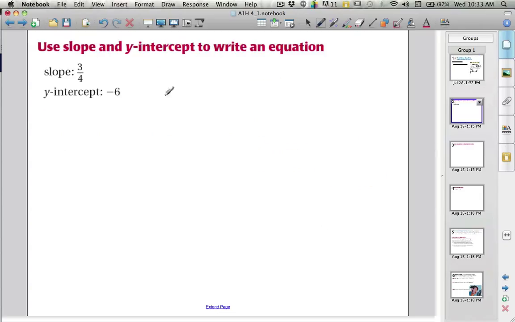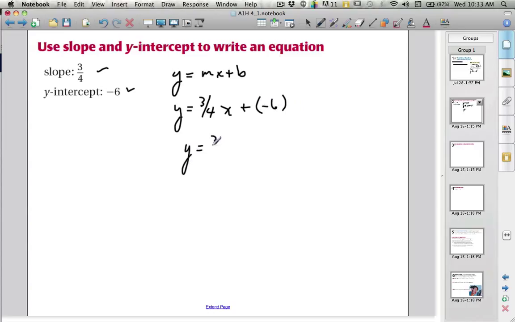So if we take a look at this, this is the simplest type of problem you might have. They've supplied me with the slope. They've supplied me with the y-intercept. So I take slope-intercept form, and I simply put these parts in. The slope was 3/4, so it goes in place of m. And the y-intercept is -6. And when I simplify, I'll get y is equal to 3/4 x minus 6.